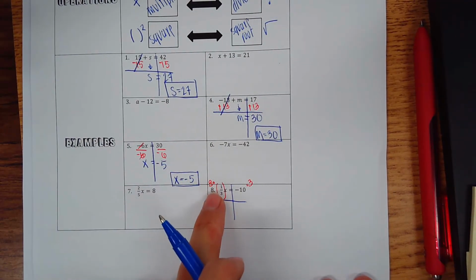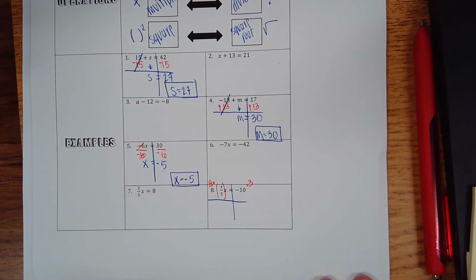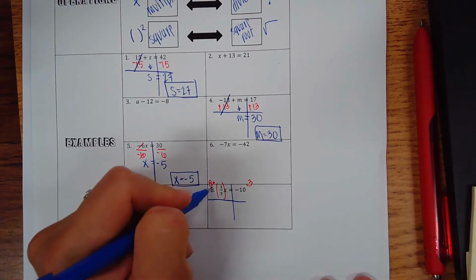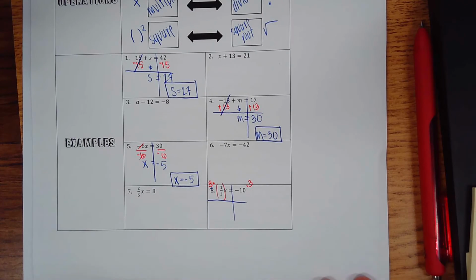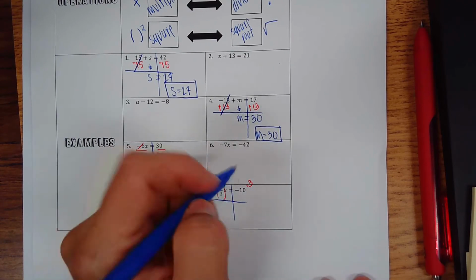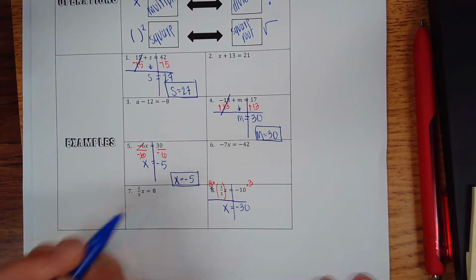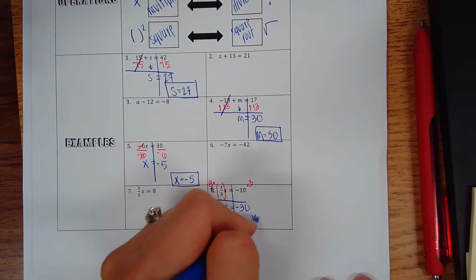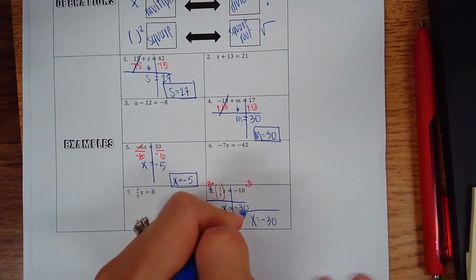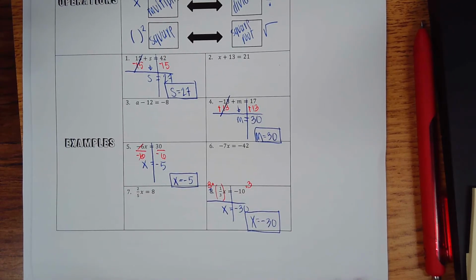That will clear out this 1/3, right? I'll be doing the opposite. It's technically 3 over 1, right? So multiplying it by its reciprocal. And I'm left with x equals negative 30. X equals negative 30 off to the side.